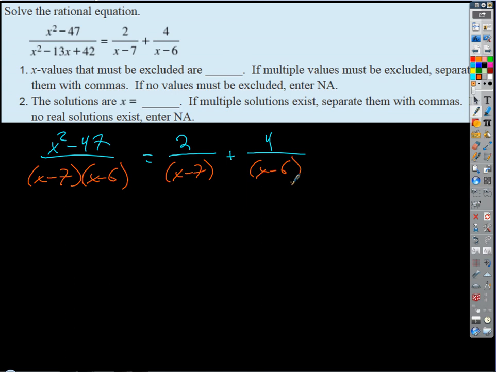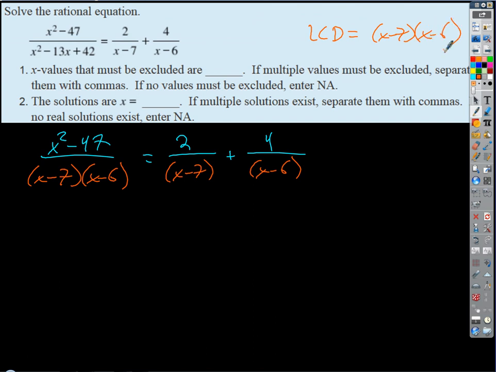Well, now what's the least common multiple of all the denominators? What's the smallest product I can make that includes, there's only two different factors on the bottom, aren't there? So what is it? Well, it's x minus 7 times x minus 6. I could write it multiplied out, but that doesn't really make sense. It'd be better to write it in factored form, wouldn't it? Right? So I'm just going to multiply both sides through by x minus 7 times x minus 6.